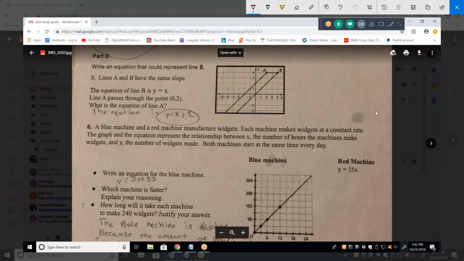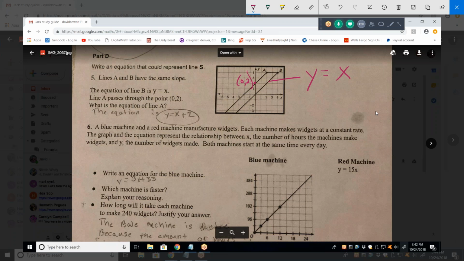Yeah. Okay. So the equation of line B is y equals x. Let's write that. Line A passes through the point (0, 2). Let's put that on there. Never be afraid to mark up your pictures here. That's the way you get to the bottom of the thing. What is the equation of line A?